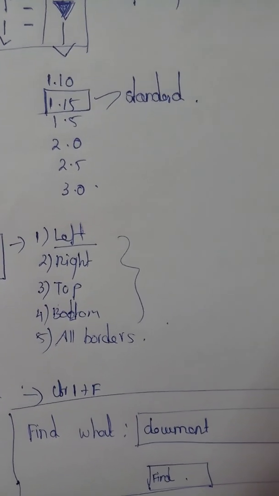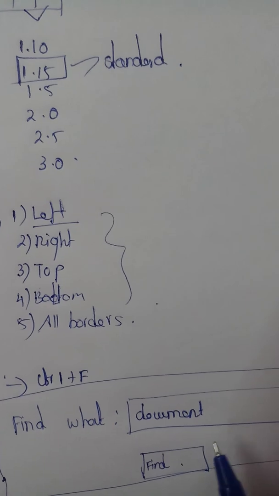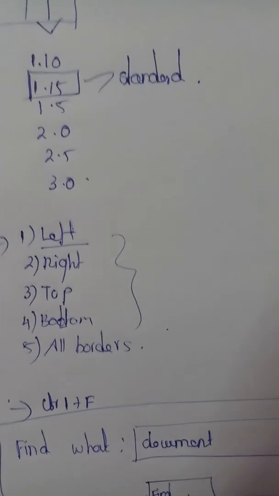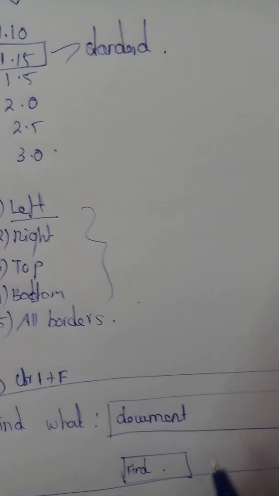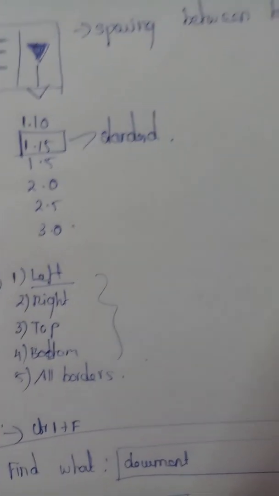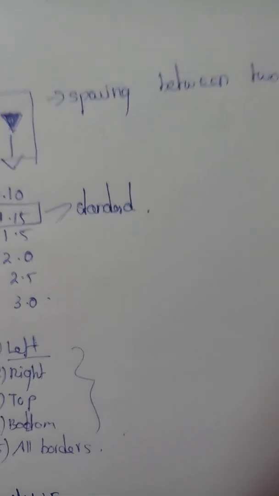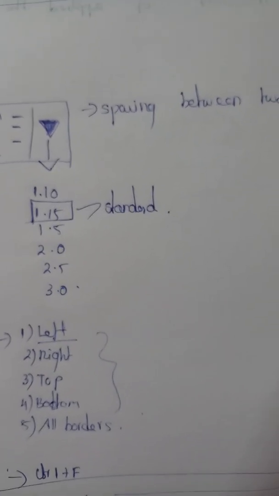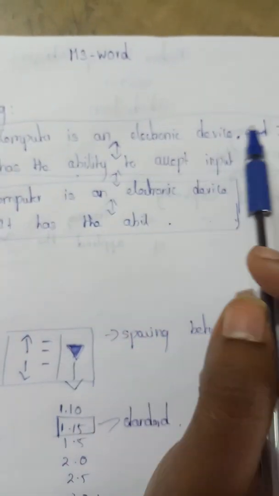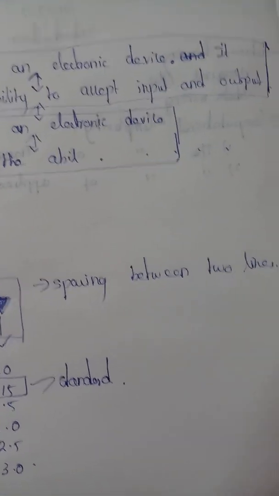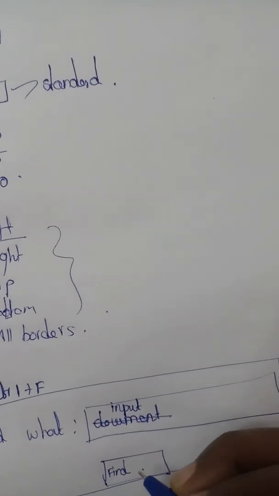If you need to find a word, you need to give that particular word in that place. So here I am giving document and then clicking find, so it will show the word document in that paragraph. For example, I am taking this paragraph, computer is an electronic device. I am entering the word as input and then click find. It will become highlighted like this, so I can easily find it.